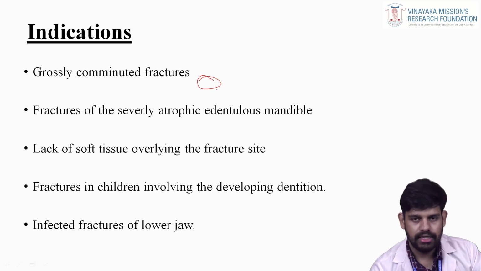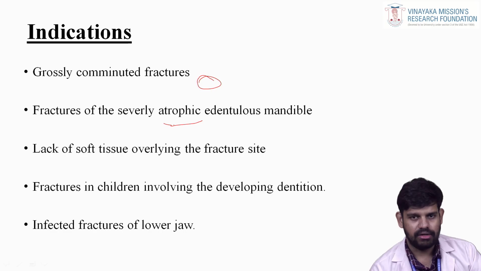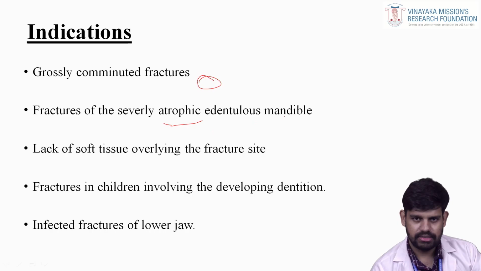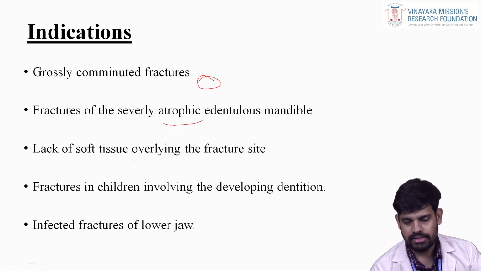So in case of grossly comminuted fracture, we will go for closed reduction, and also in fractures of the severely atrophic mandible, where as I said, once we elevate the periosteum the blood supply goes off and it goes for resorption, making it more difficult for us to treat, reduce and fix the fractures. Lack of soft tissue cover: when there is lack of soft tissue cover, opening it more would further worsen the situation. Then we will go for closed reduction, allowing it to heal by secondary intention. This can be corrected by using a flap to cover that soft tissue defect.